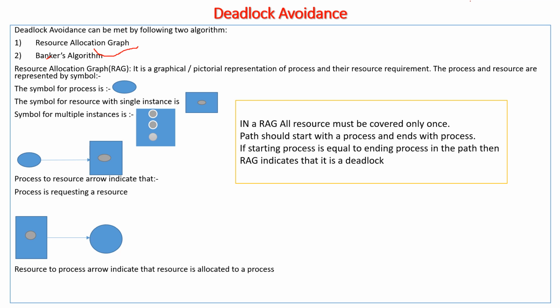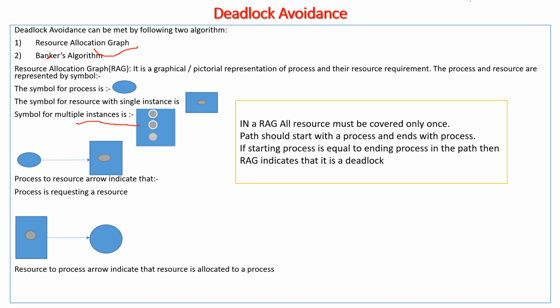So what is a resource allocation graph? As the name suggests, it is the resource allocated to a process, and the graph which represents this is called the resource allocation graph. The process and resources are represented by a circle and a rectangle respectively. The symbol for a resource with a single instance is depicted as a rectangle with a single dot inside it, and the symbol for multiple instances is depicted as here.